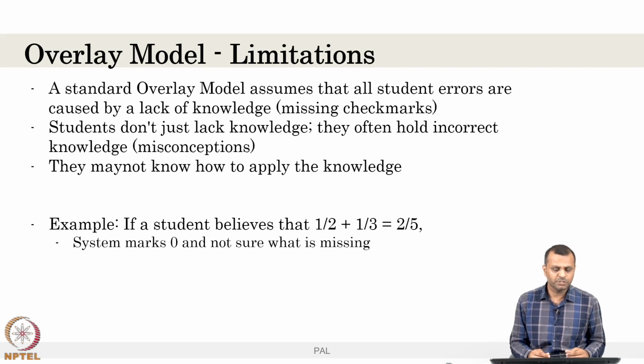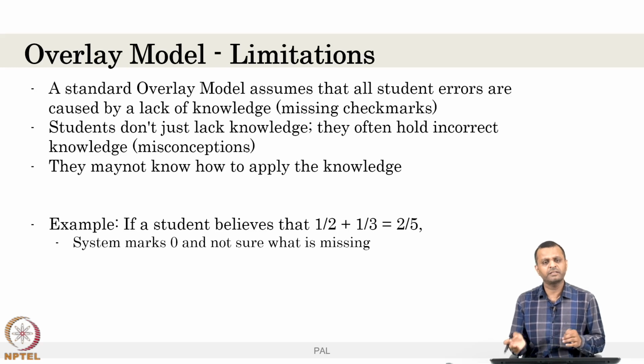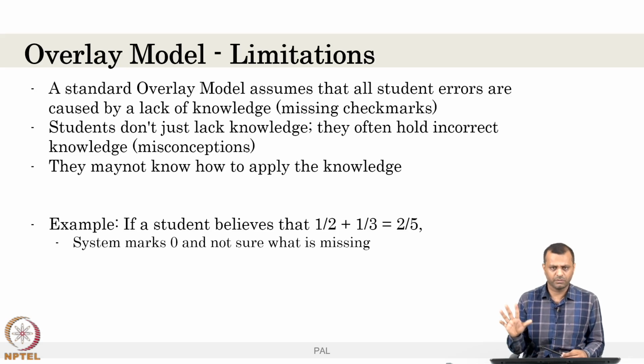The standard overlay model assumes that all student errors are caused by lack of knowledge. If they answered correct or wrong, why the student is not able to answer is not considered. We consider only whether the response is correct or wrong. They might have incorrect knowledge, the misconceptions. They might be missing some knowledge to apply in the right place. They know how to add, but when to add they don't know. So basically the overlay model thinks that the student answers right or wrong. It's not knowing what mistake they're making, why they are missing it.